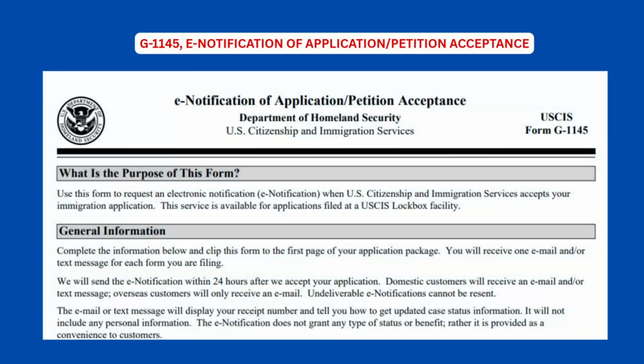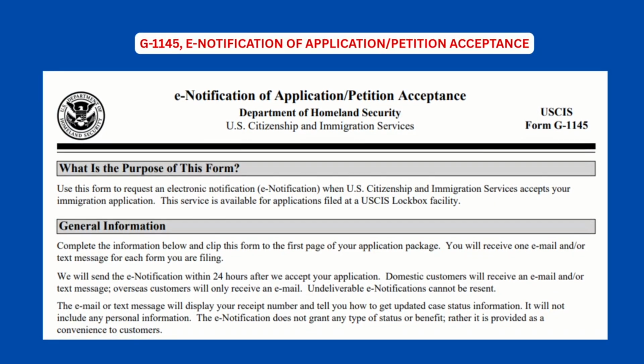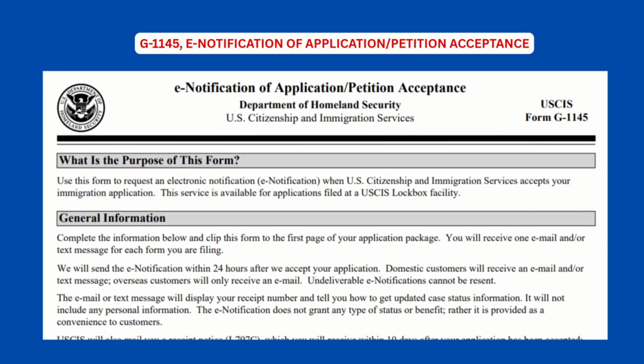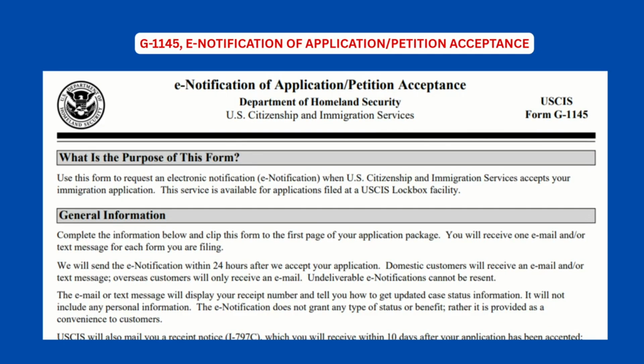The next requirement that I included is the Form G-1145 or your e-notification of application for your petition acceptance. Use this form to request an electronic notification from USCIS once they receive your immigration application. So they will basically send you a text message with your receipt number.